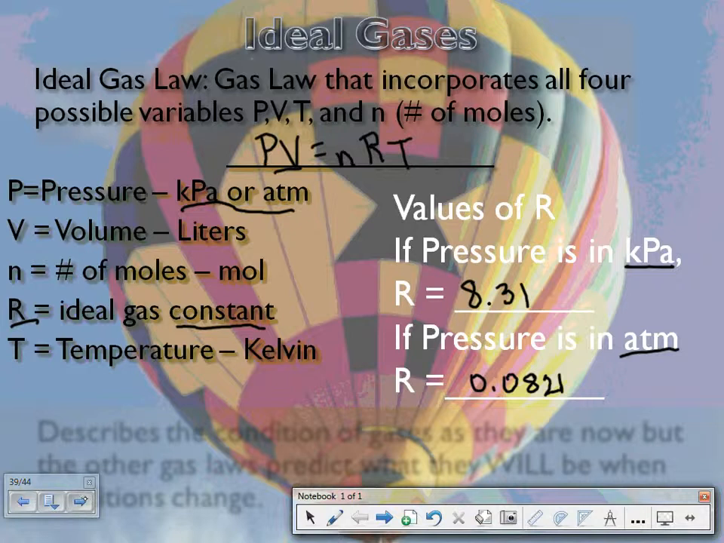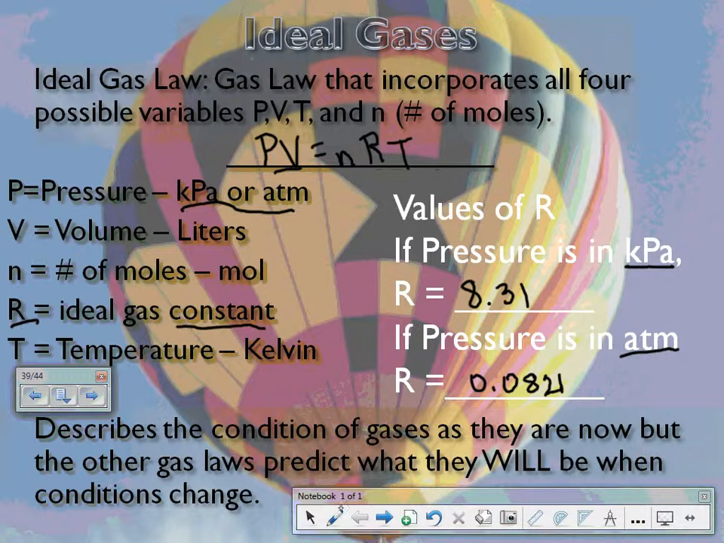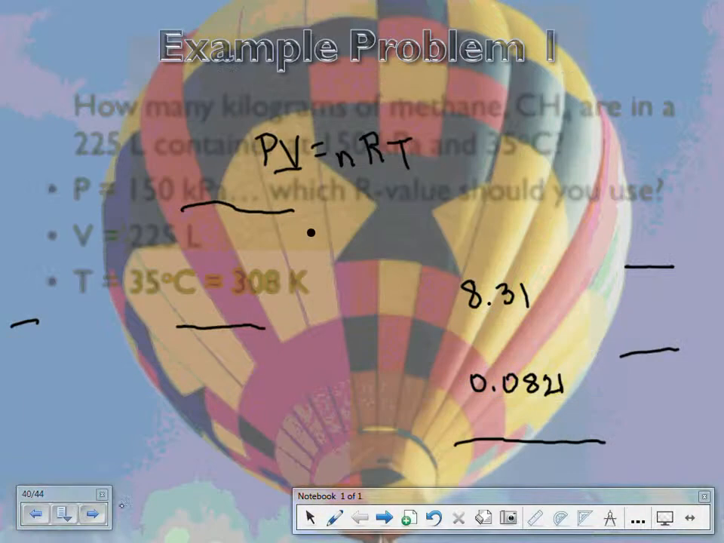All right, well, the key to Pivnert, or the ideal gas law, is that it describes the conditions of gases as they are now. The gas laws that we used before told us what would happen when they change. Like Boyle's law keeps the temperature constant but changes pressure and volume.